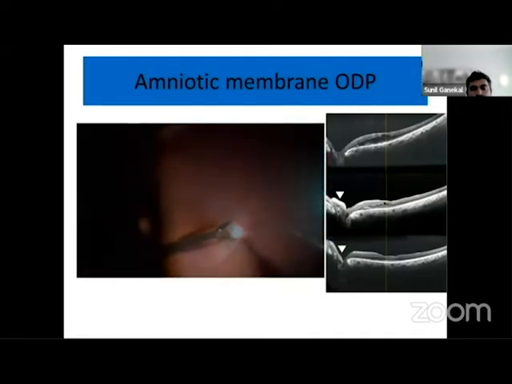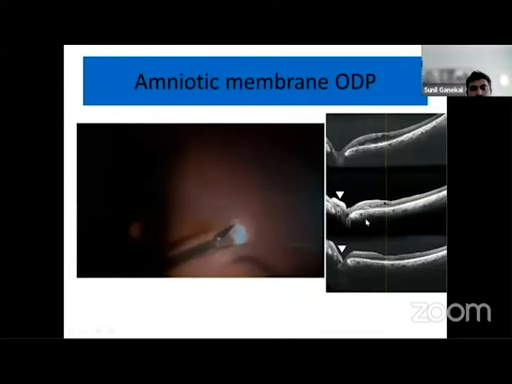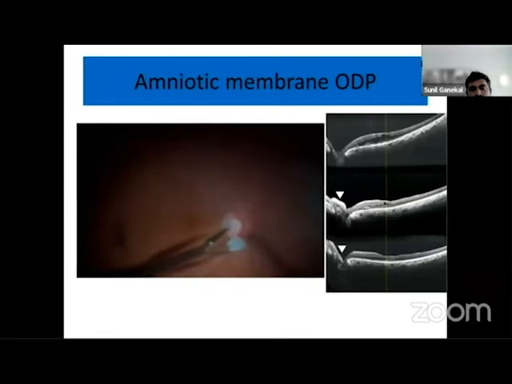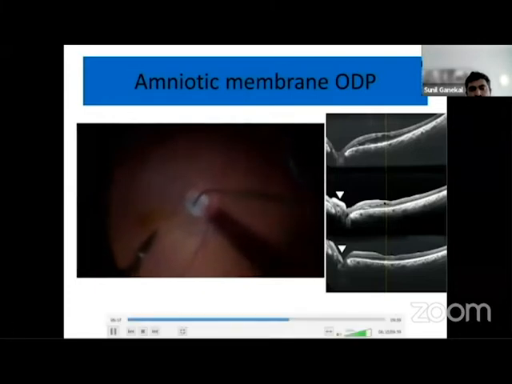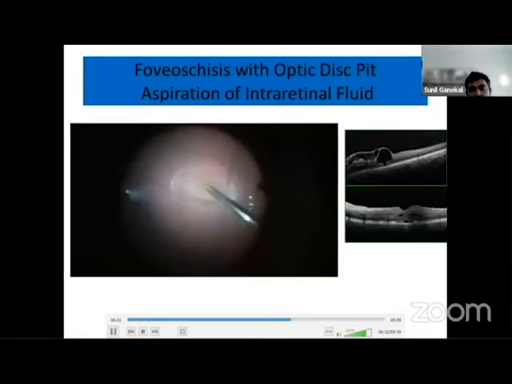Here also the closure occurs very well. You can see on the right side of the picture, this is a 2 months post-op OCT, which clearly shows that the amniotic membrane helped in complete resolution of the fluid in optic disc pit maculopathy. But keep a close watch on the disc pulsation and the vasculature when you are plugging the pit with any of these tissues, either the sclera or the amniotic membrane.